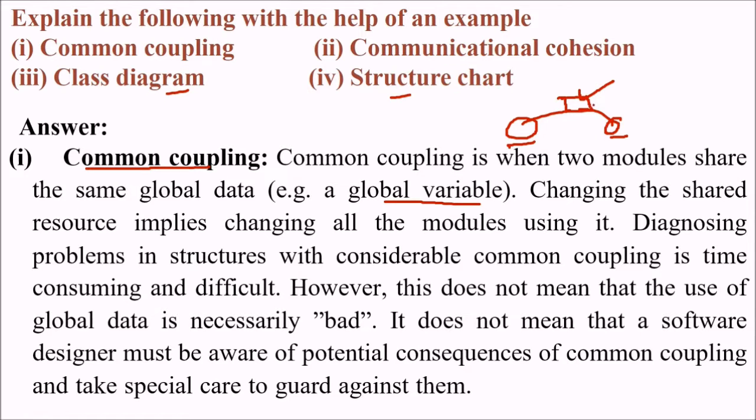So this does not mean that the use of global data is always bad. It means that a software designer must be aware of the potential consequences or results of common coupling and take care to guard against them.